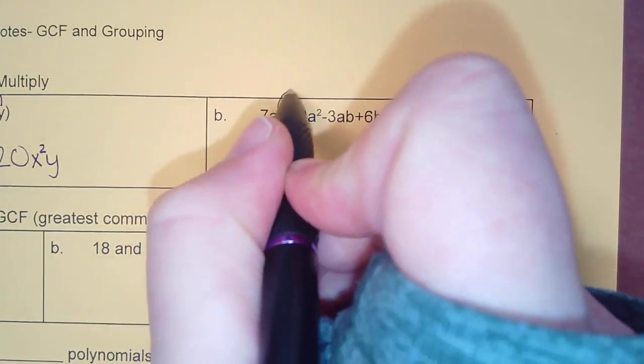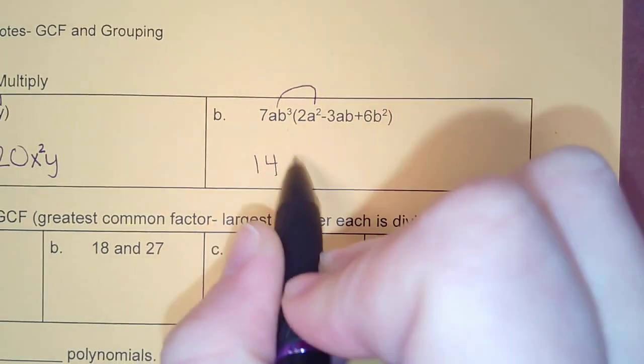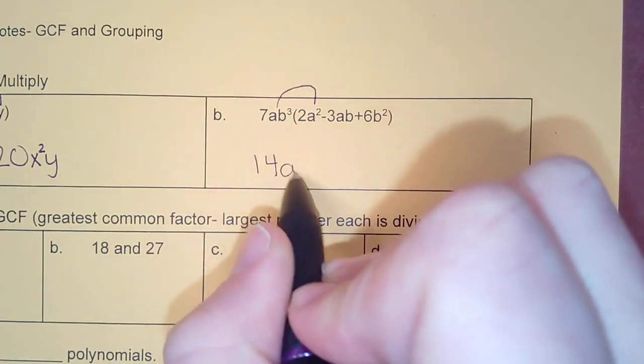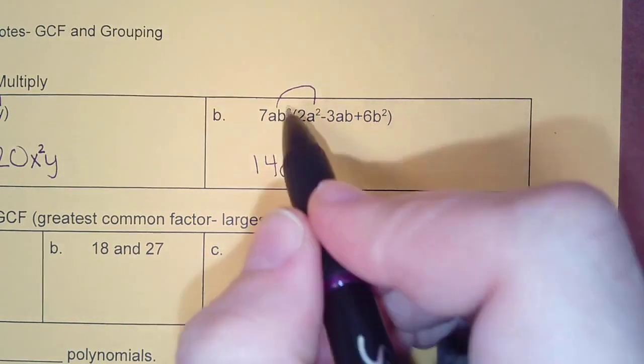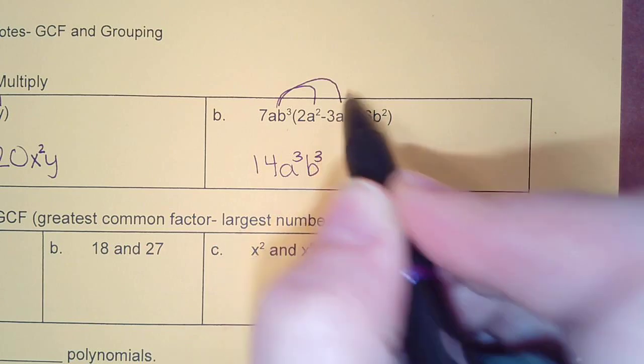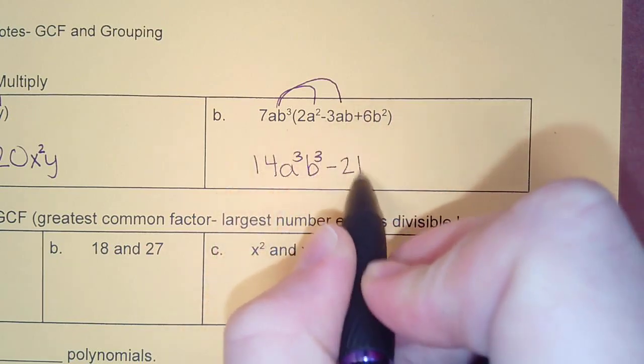So 7ab cubed. 7 times 2 is 14. For our a's, we'll add the powers. So a to the third and then b cubed next to it. 7ab cubed times negative 3ab. 7 times negative 3 is negative 21.